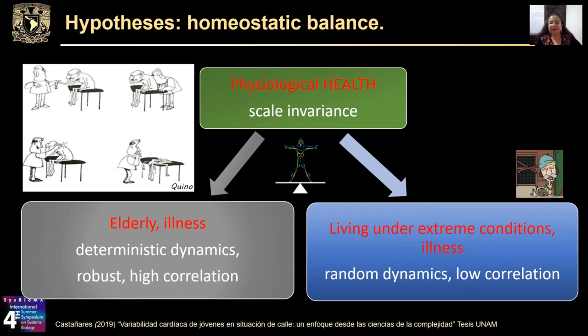Our hypothesis is that physiological health lies between a deterministic dynamics with high correlations, robust parameters, very established values of the physiological biomarkers, and a random dynamics with low correlations, with stochasticity in the parameters that can allow them to adapt to changes of the environment. Health is in this homeostatic balance, in this control, between being robust or being random. We can adapt, but we also need to keep fixed values. This balance is destroyed when we become ill or when we become old, that we are very robust, very resilient, or when we become sick because we are living under extreme conditions where we go to the other side, of randomness, of low correlations.